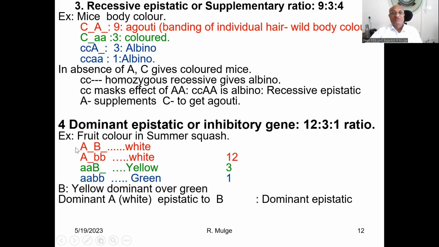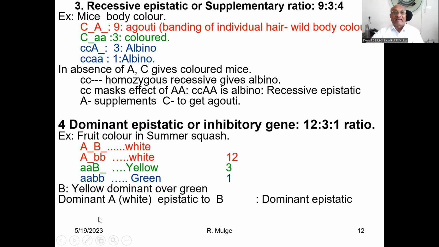If you go back to the table, you'll get all these plants. In summer squash, you'll get the white, that is 12, where the first gene has a dominant allele and the second gene is in whatever condition. If the first gene is in recessive condition, homozygous recessive, and the second gene has at least one allele in dominant condition, you will get yellow. So those are three plants. Plus both genes homozygous recessive, green, one plant. So 12:3:1, dominant epistasis or inhibitory gene action.